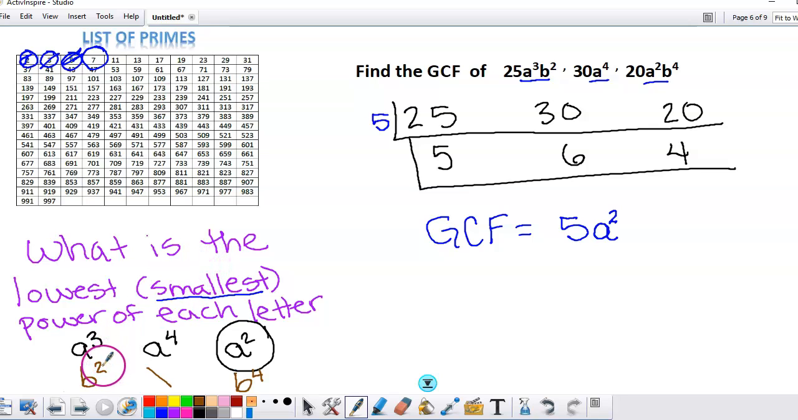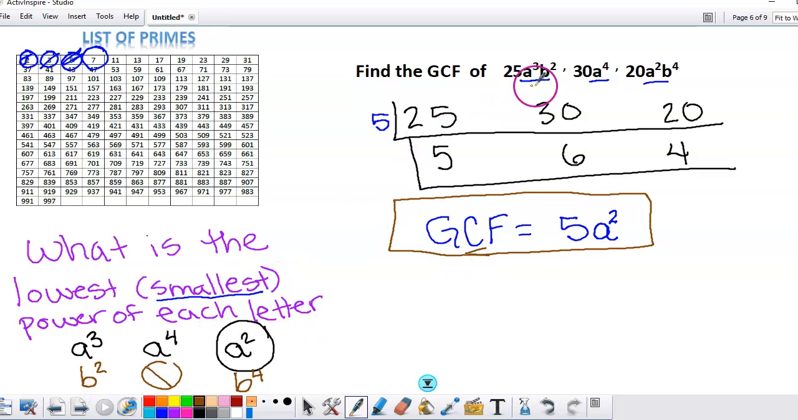Now, we've got a B squared and a B to the fourth. However, right here we have no B. That means B is not included in what's common to all three terms. So our GCF is done at 5A squared. 2 of the terms have B, but one of them has no B at all, so B is not included in the answer.